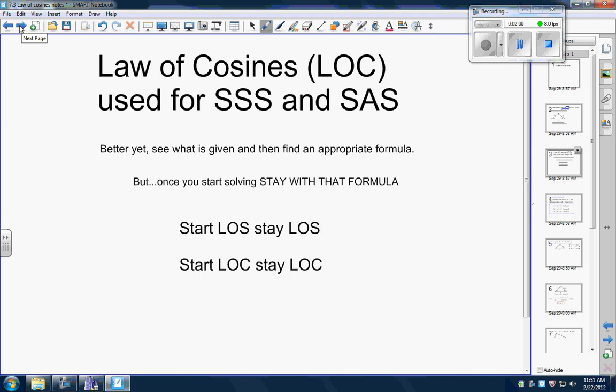You're going to use law of cosines for any side, side, side, or side angle side.